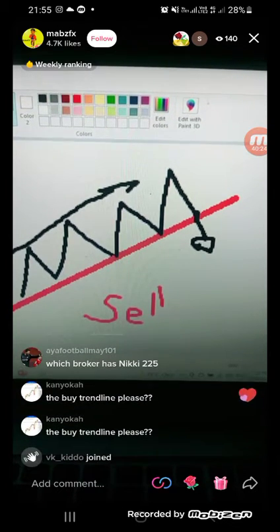Okay, and then should we use the RSI or the MFI with trend lines? Look, I don't use the RSI. I never fell in love with it.